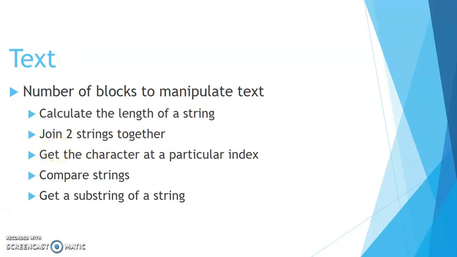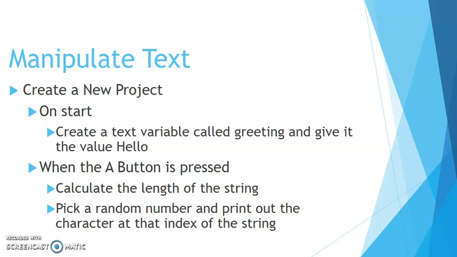So as usual, we're going to do this by using a project. So we're going to create a project to manipulate some text. So on the start, we're going to create a text variable called greeting, and we're just going to give it a value hello. When the A button is pressed, we're going to calculate the length of the string and print it out. And then we're going to pick a random number and print out the character at that index of the string. So that's enough to start off with. We'll just do that to start, and then we'll look at some other things that we can do.